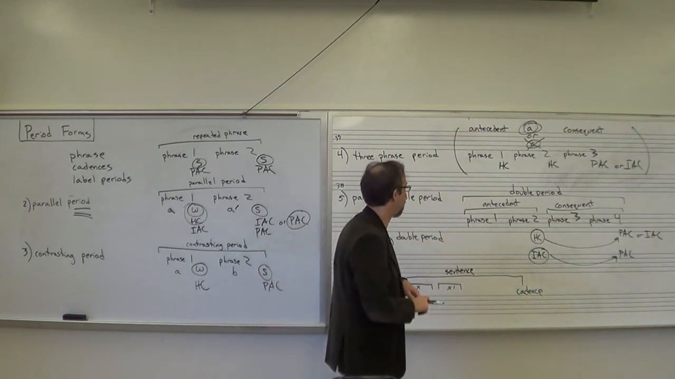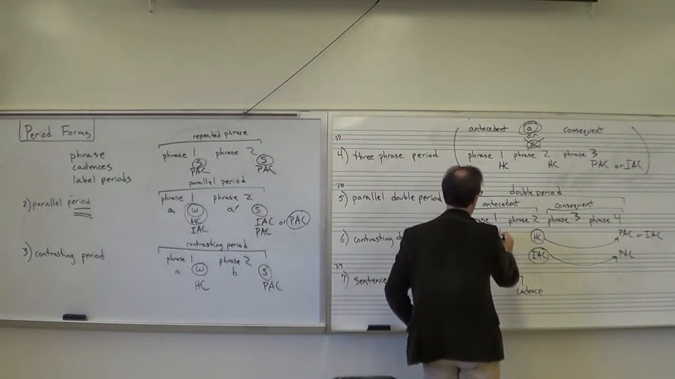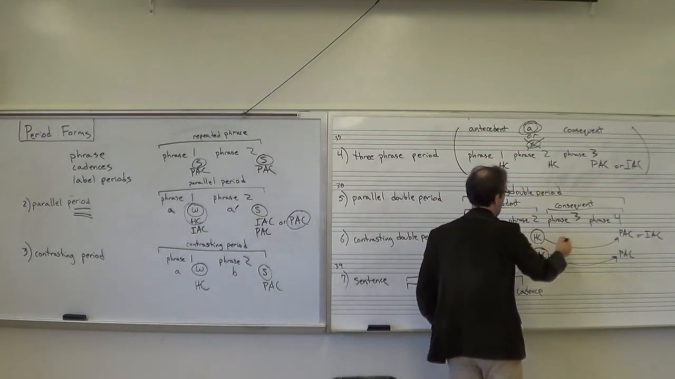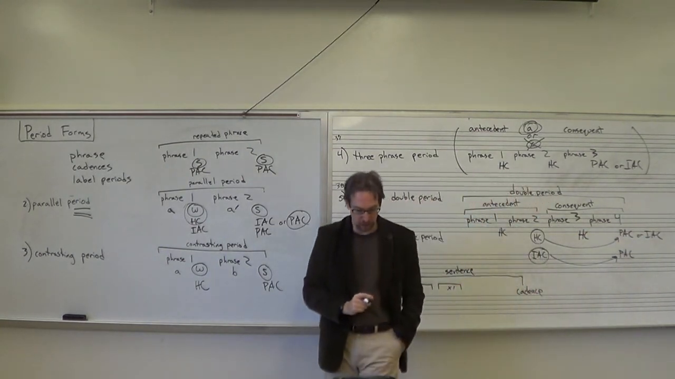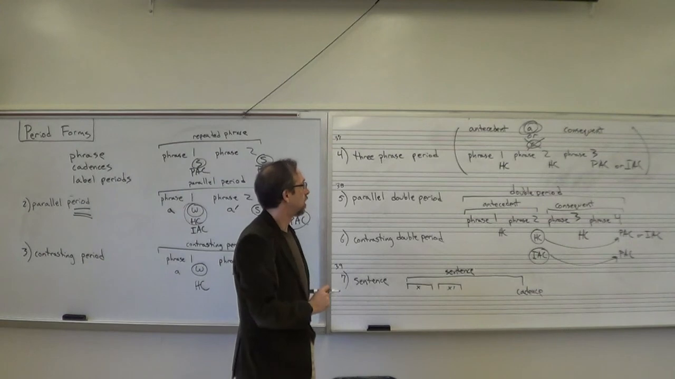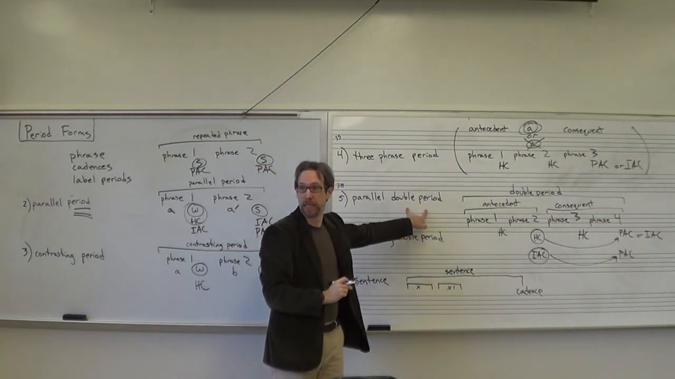Now, what happens if you get something that's like this? Phrase 1 ends in a half cadence, phrase 2 a half cadence, phrase 3 a half cadence, and then finally you get a perfect authentic cadence. Then we get into something called the double period.